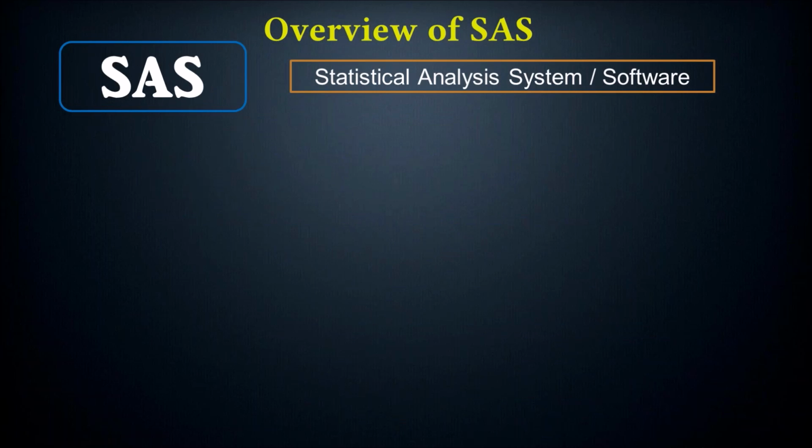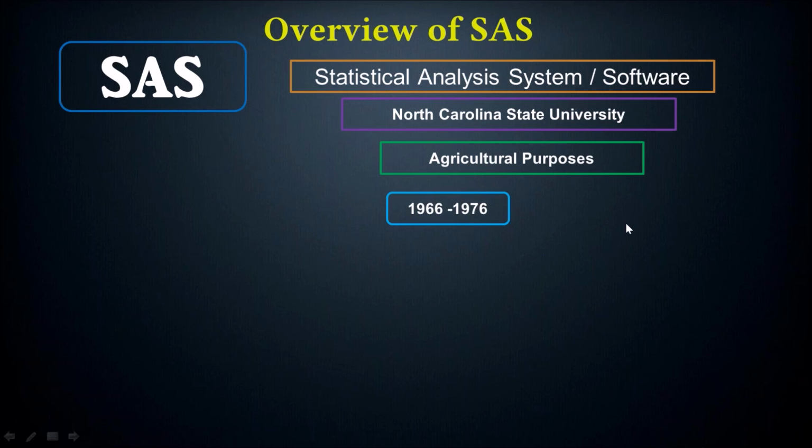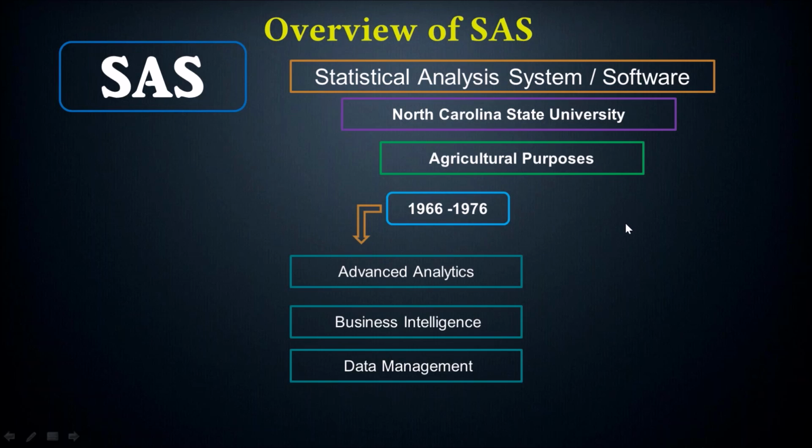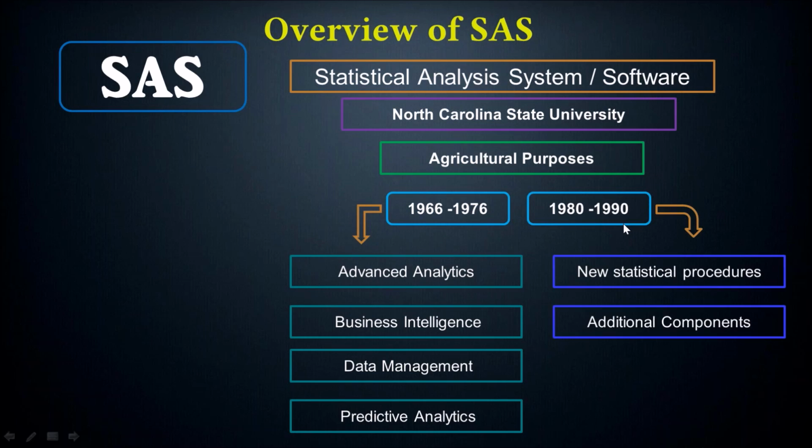Okay. What is the full form of SAS? That is Statistical Analysis System or Software. It was developed at North Carolina State University, mainly for agricultural purposes. During 1966 to 76, it was developed and mainly used for advanced analytics, business intelligence, data management and predictive analytics. And later, during the 1980s and 1990s, it was further developed by adding new statistical procedures and some additional components, along with the introduction of JMP.